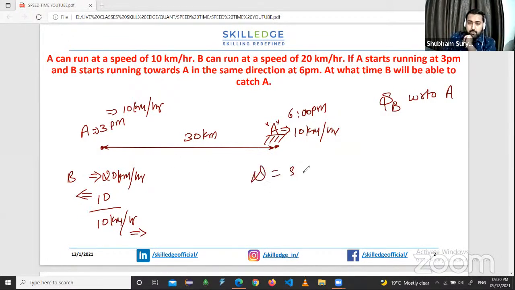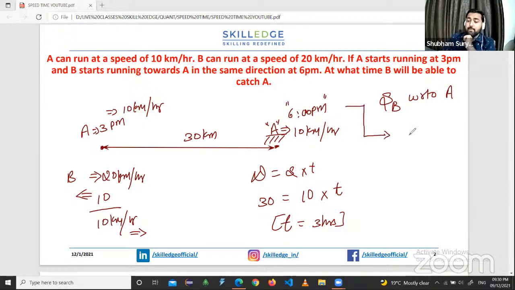So distance is equal to speed into time. B has to cover the distance of 30 kilometers. Speed is 10 kilometers an hour, and let T be the time. So the value of T comes out to be 3 hours. So B will take exactly 3 hours to catch the person A. It means after 6 p.m. it will take 3 hours to catch the person A. So 6 p.m. plus 3 hours will be exactly 9 p.m.